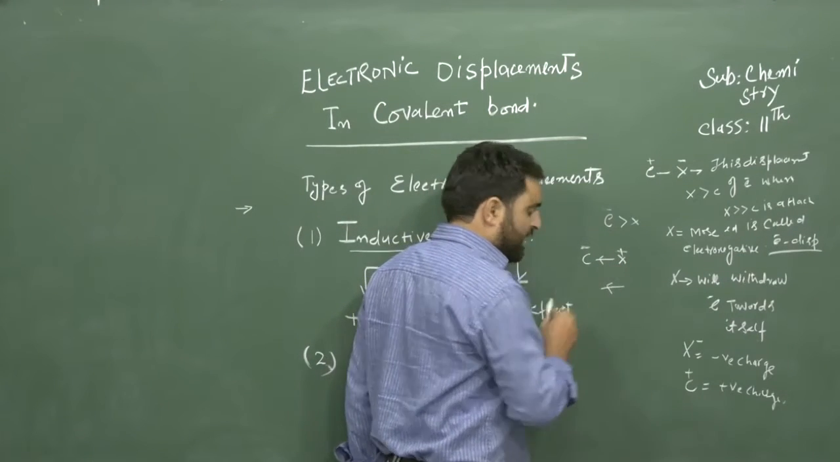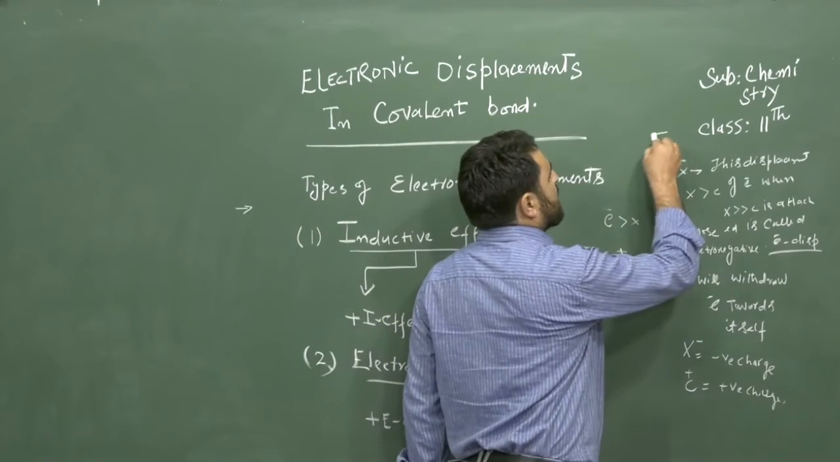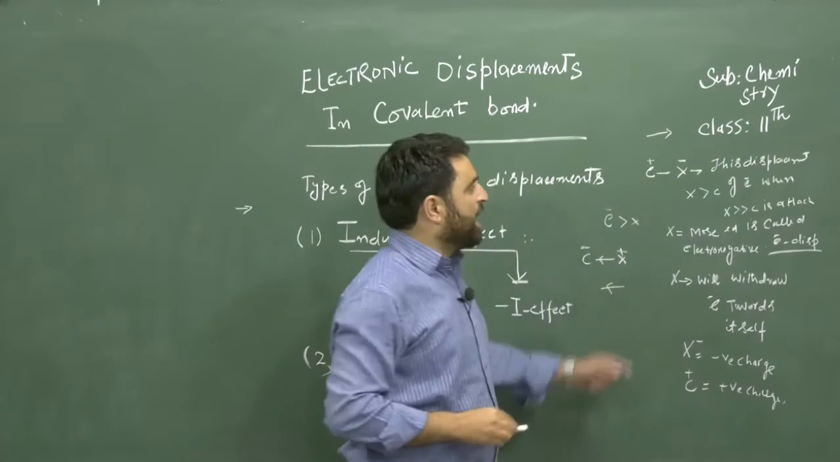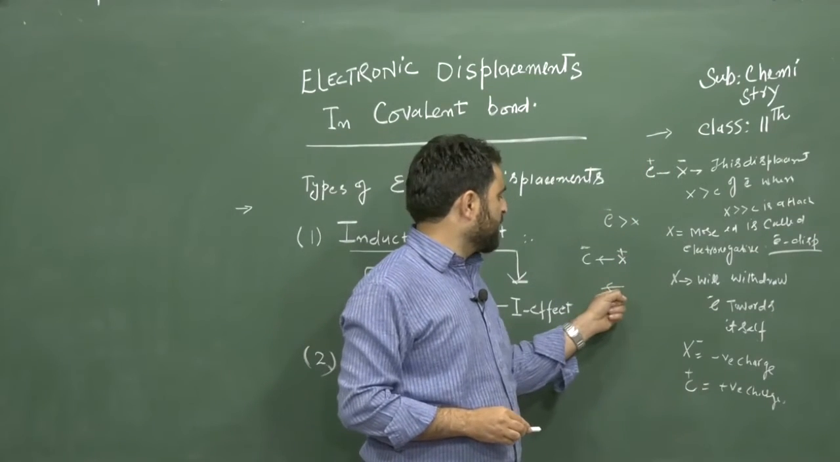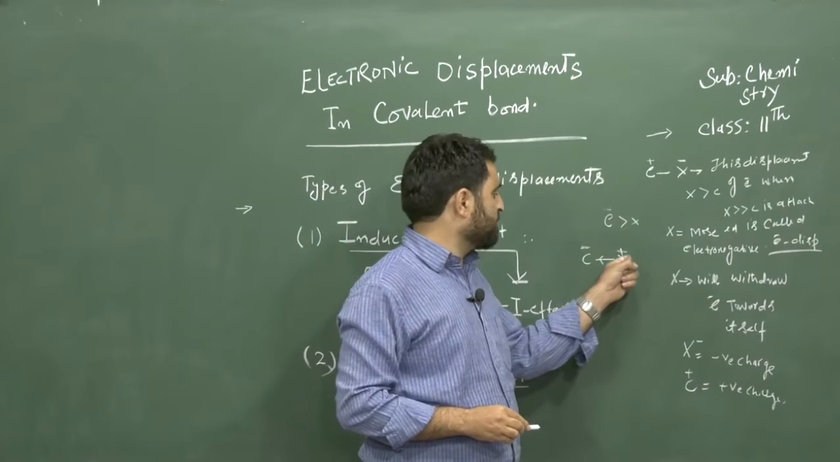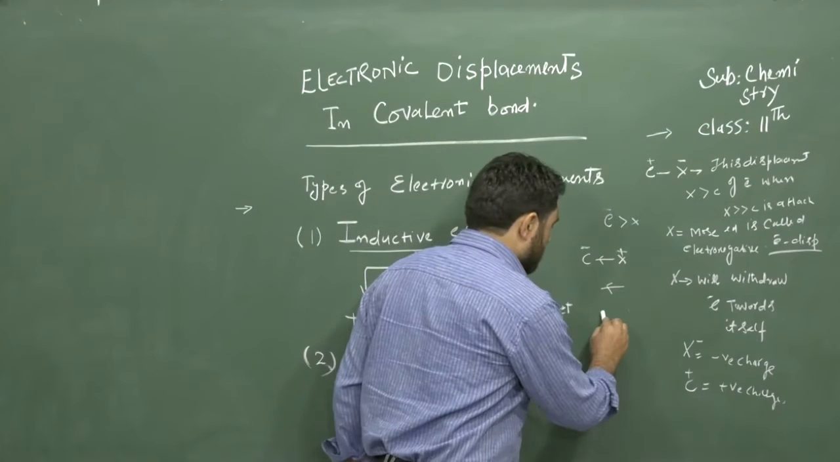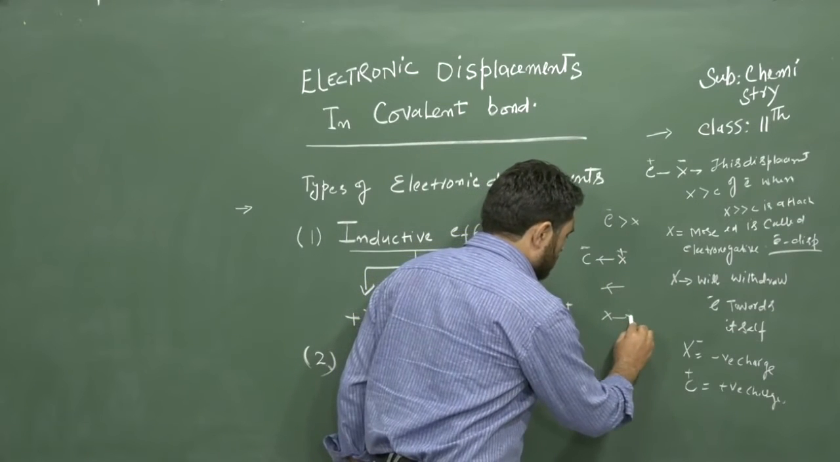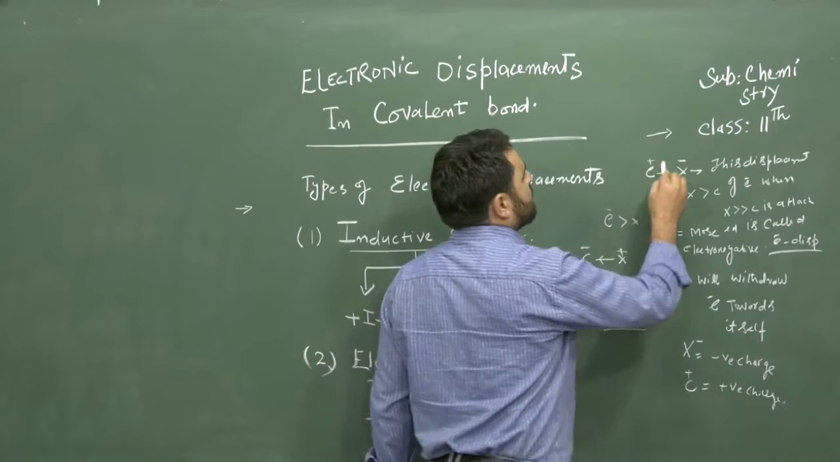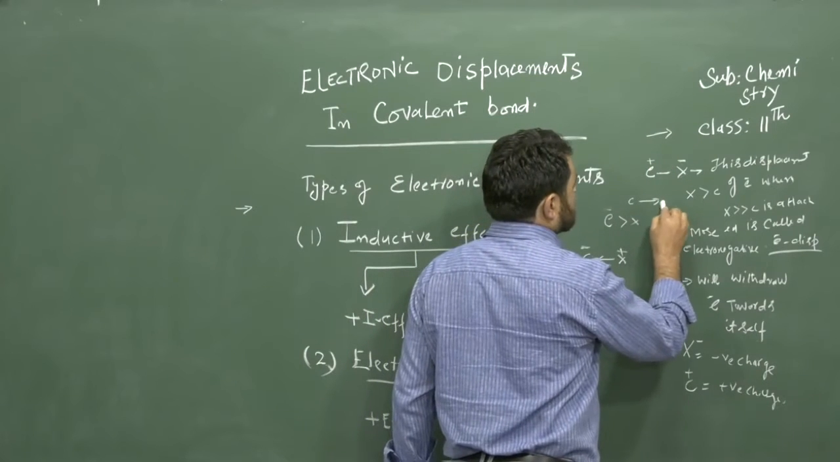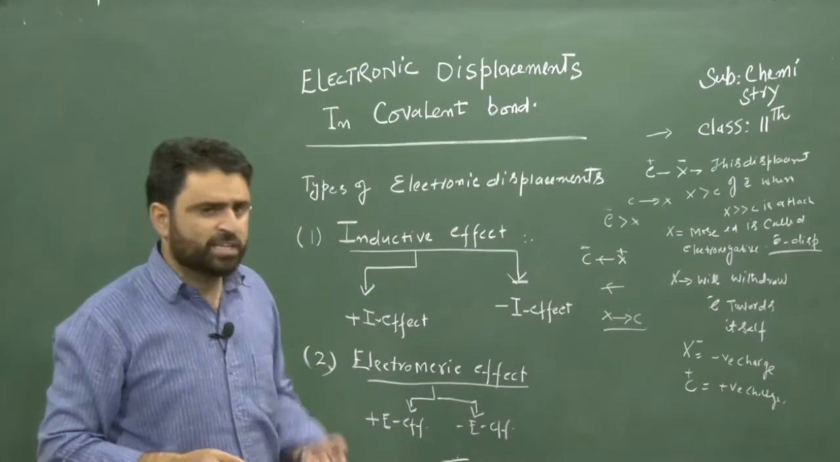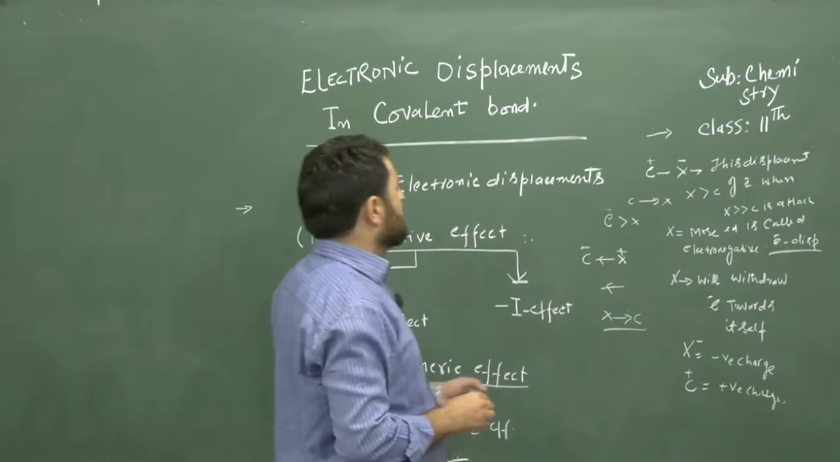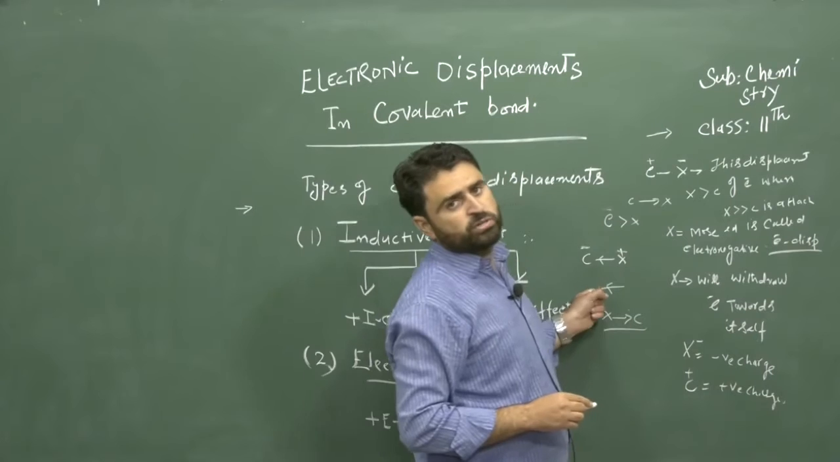The arrow head represents displacement of electron. Here the arrow represents displacement of electron from X to carbon, and here it is from carbon to X. It is not necessary that X is always more electronegative. Sometimes carbon may be more electronegative.